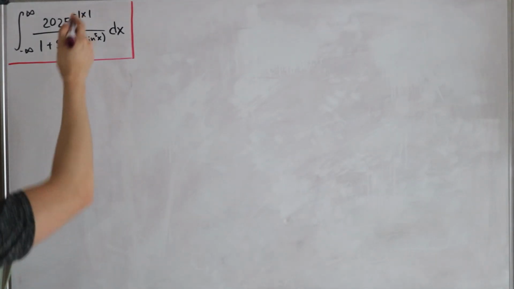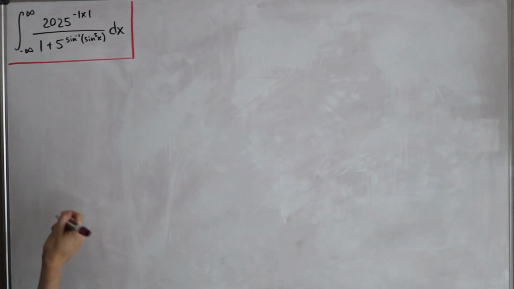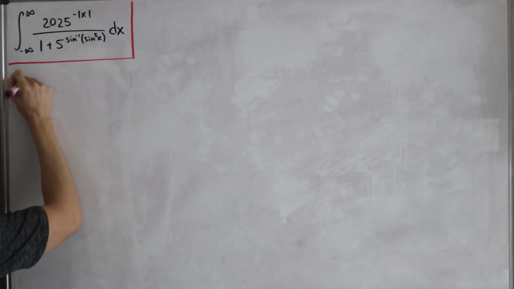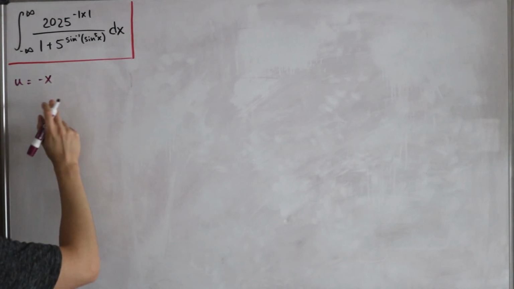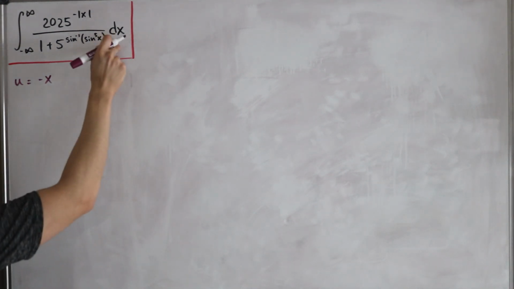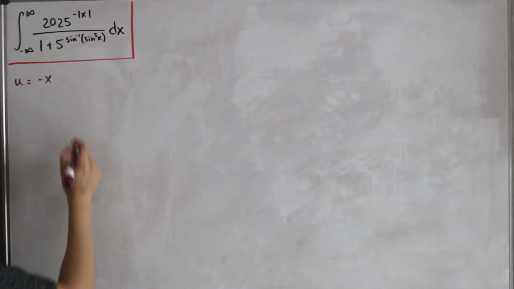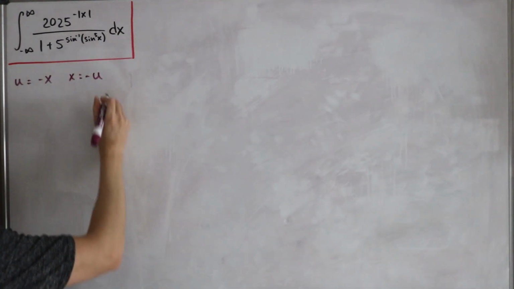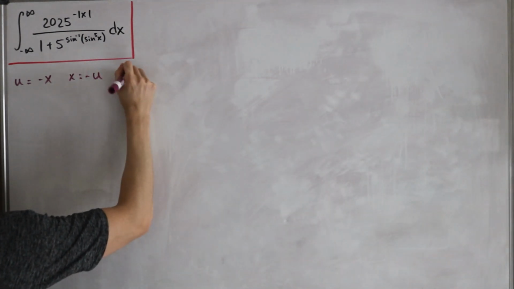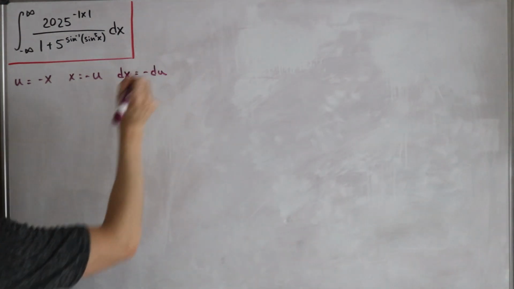So we have the absolute value of x, so let's do a u-sub. We're going to let u equal negative x, and if I rearrange it so I have x by itself, it would be important to replace the dx after we perform the differentiation. So that means x is equal to negative u, and differentiating both sides, we have that dx is equal to negative du.